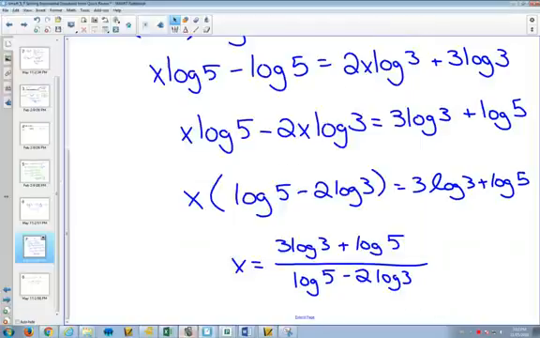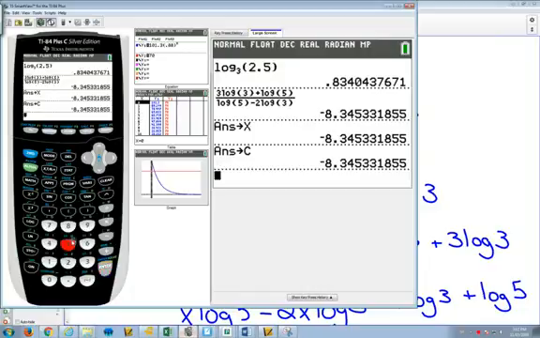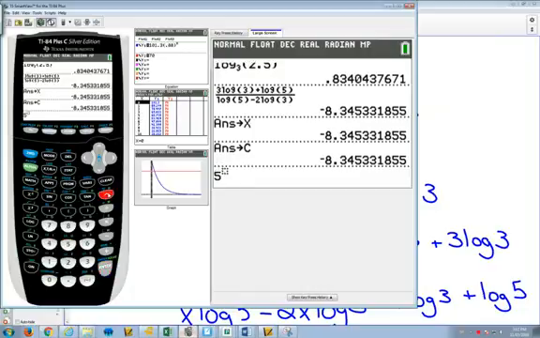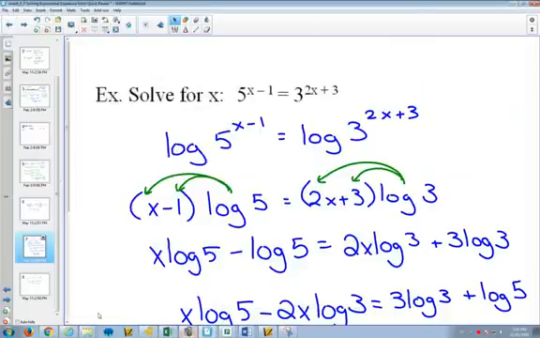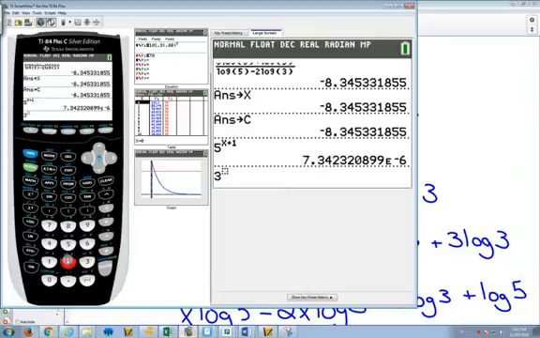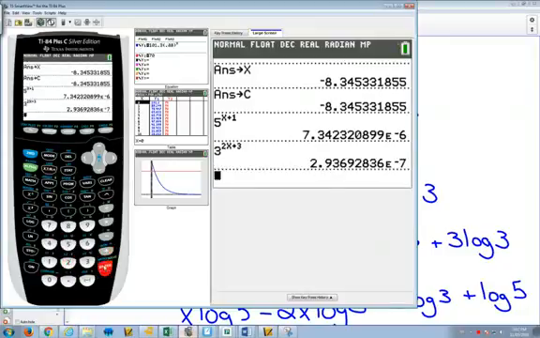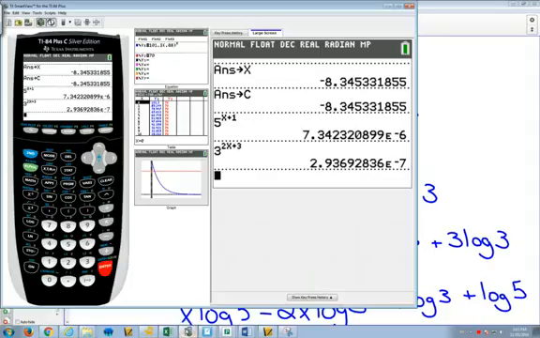So now we've got an answer. If you want to find out if you were right, you go back to your original equation. In our original equation, on the left side, we had 5 to the power x plus 1. Put that in and see what it equals. On the right side of our equation, we had 3 to the power 2x plus 3. If these numbers are different, we made a mistake. 5x minus 1. Oh, I wrote 5x plus 1.